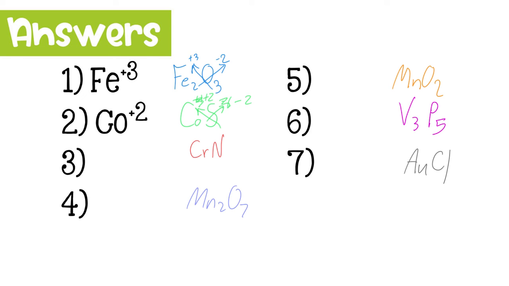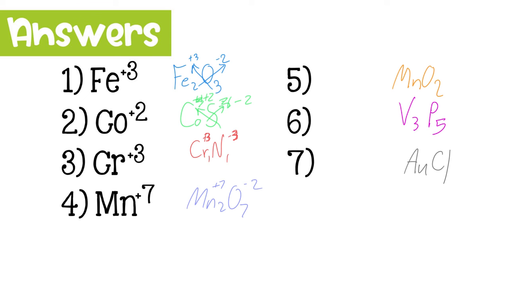For number 3, let's look at CrN. When we uncrisscross, we get Cr plus 1 and N minus 1. However, we know that N is actually -3. So we need to triple our numbers and get Cr plus 3. Now let's look at number 4, Mn2O7. In this case, when we uncrisscross, we get Mn plus 7, O minus 2. Since O does indeed have a -2 charge, we are ready to move on.